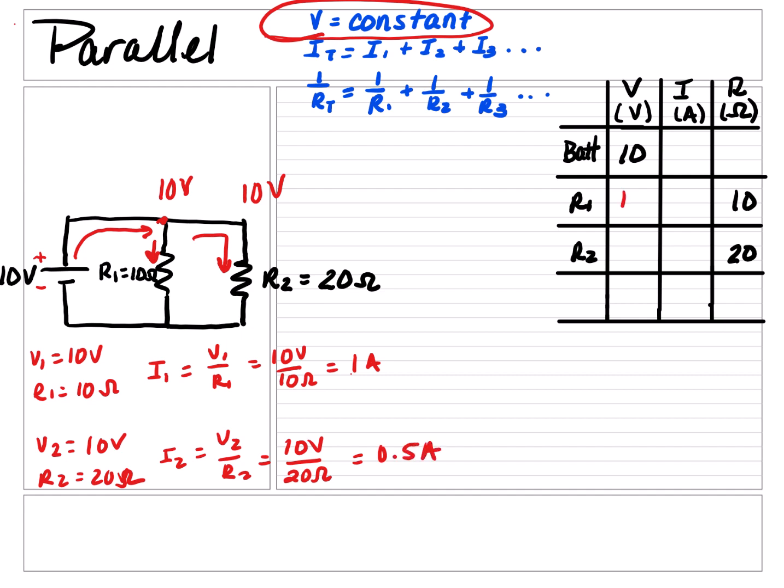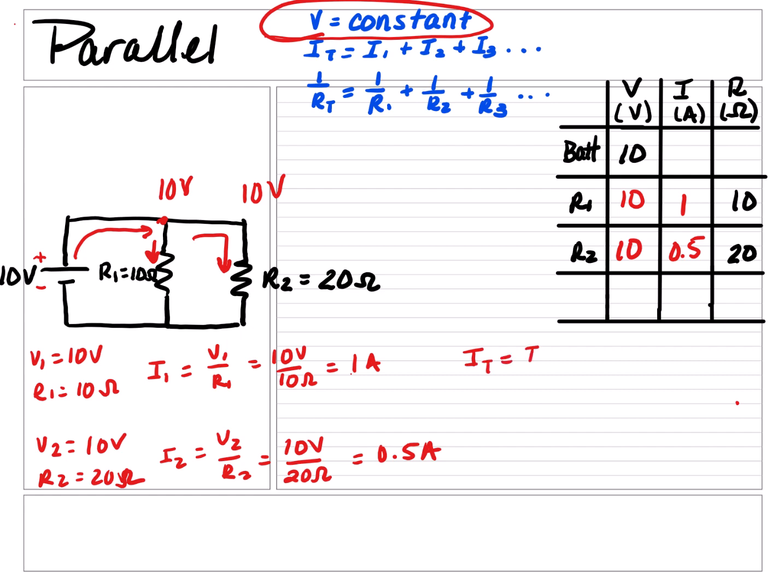So we know the voltage is 10 because it's in parallel. We know the current of resistor 1 is 1 amp. The current through resistor 2 is 0.5 amps. For the total resistance, we could either solve for the total current, then use Ohm's law to find the total resistance, or we could solve for the total resistance and then solve for the total current. I'm going to solve for the total current first because it's a lot easier to do.